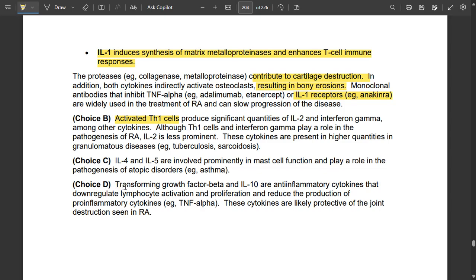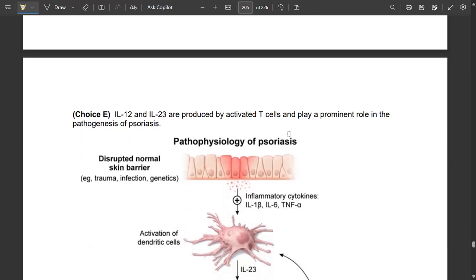TGF beta and interleukin 10 are anti-inflammatory cytokines. They do not cause inflammation, but rather help in decreasing the rate of inflammation. Interleukin 10 and TGF beta downregulate immune activation and proliferation and reduce the production of pro-inflammatory cytokines like TNF alpha. So TGF beta reduces the formation of TNF alpha. The cytokines are likely produced by joint tissues in RA.